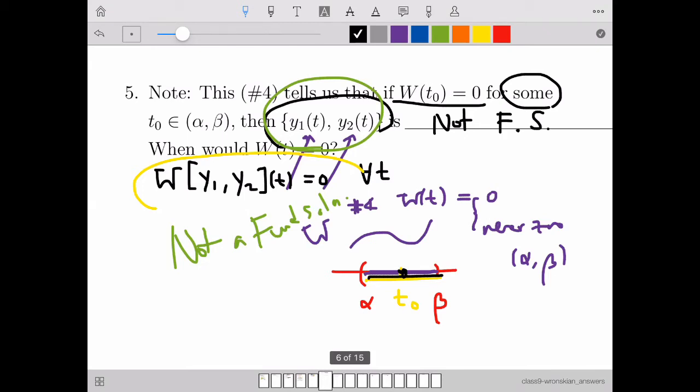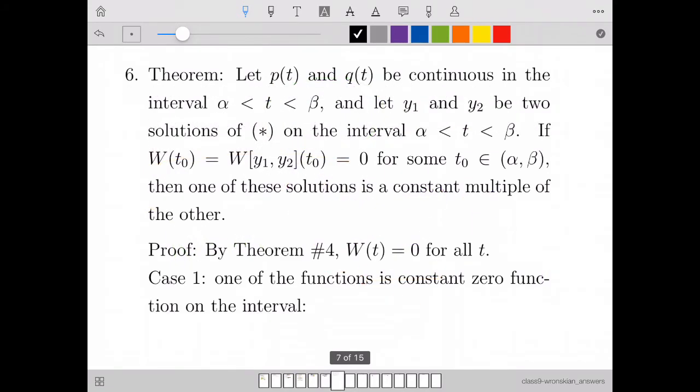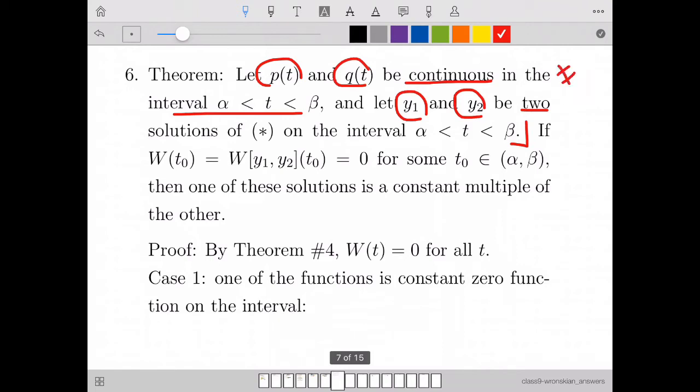So our question is, then when would the Wronskian of t be 0? So, theorem: let P and Q be continuous in the interval, and let y1, y2 be two solutions of star on the interval. So up to there is the same condition as number 4. Then up to here we said the Wronskian is either constant 0 or never 0.